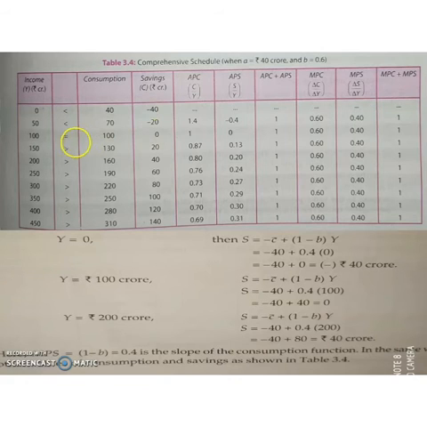Divided by income is 100.0 by 100, that is 0. Then what is the relationship between APC and APS? APC plus APS is equal to 1. That is 1 plus 0 is equal to 1.